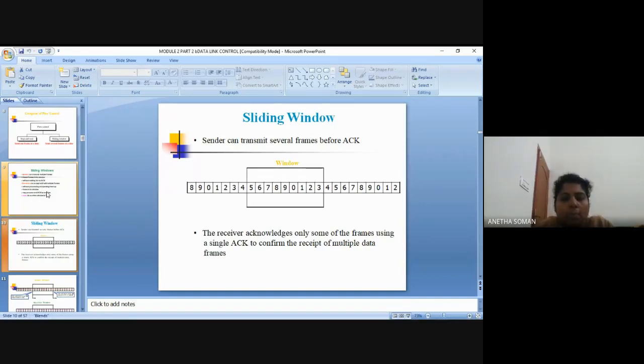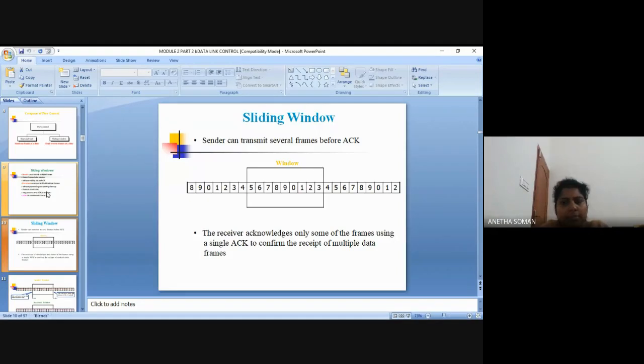In the sliding window method, the transmitter, I mean the sender, can transmit several frames at a time before waiting for an acknowledgement. The meaning is the link can carry several frames at once. That means the maximum capacity is used efficiently in the sliding window. The receiver won't acknowledge all the frames, only some of them. If a single acknowledgement is sent, it may confirm the reception of multiple data frames.